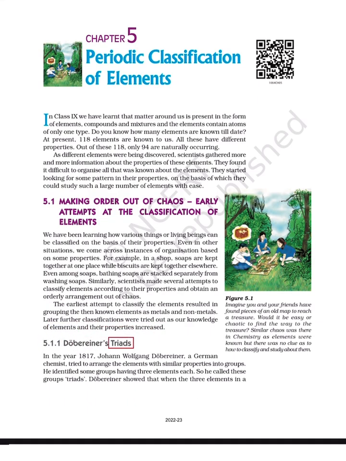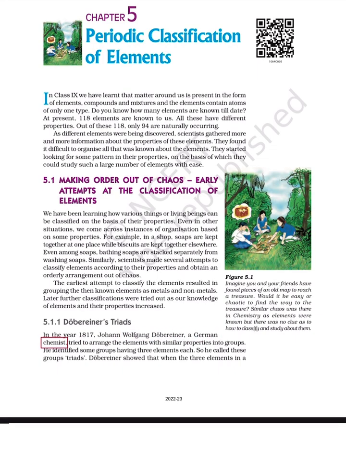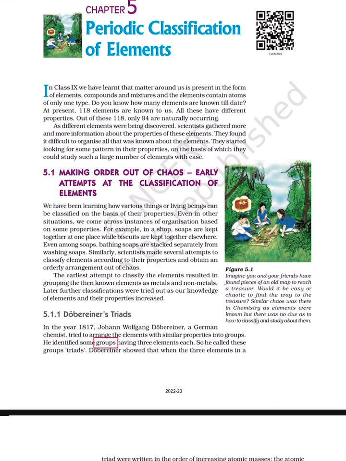5.1.1 Dobereiner's triads. Figure 5.1. Imagine you and your friends have found pieces of an old map to reach a treasure. Would it be easy or chaotic to find the way to the treasure? Similar chaos was there in chemistry as elements were known but there was no clue as to how to classify and study them. In the year 1817, Johann Wolfgang Dobereiner, a German chemist, tried to arrange the elements with similar properties into groups. He identified some groups having 3 elements each, so he called these groups triads.